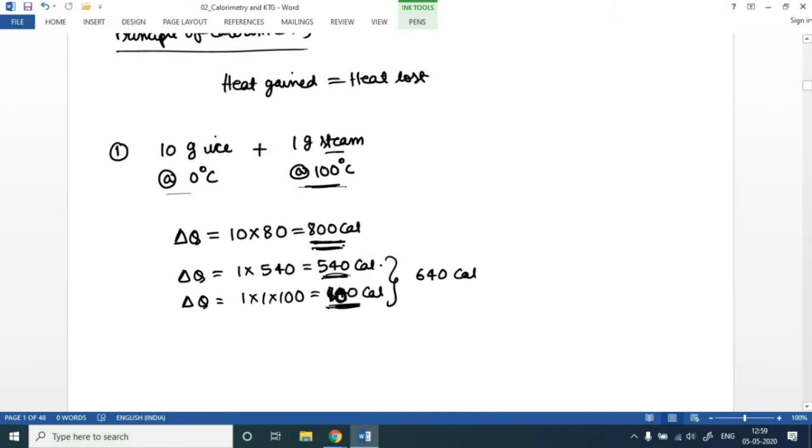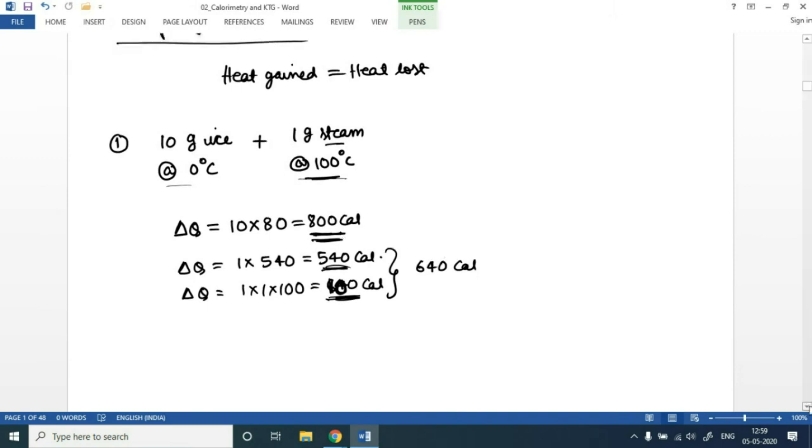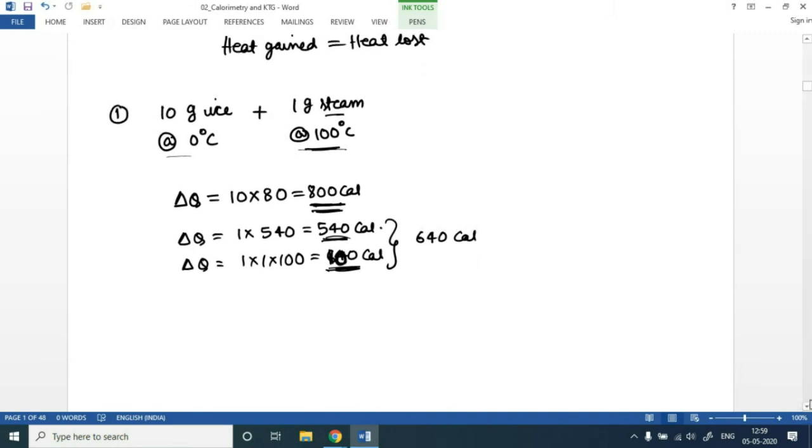So the heat lost by the steam and then by the water is not sufficient to melt all the ice. Only some fraction of the ice would be melted, and we wish to find that fraction. Let's say only mi gram of ice is getting melted. So mi into 80 calorie heat would be required for this. And how much heat are we getting? That is 540 plus 100, that is 640.